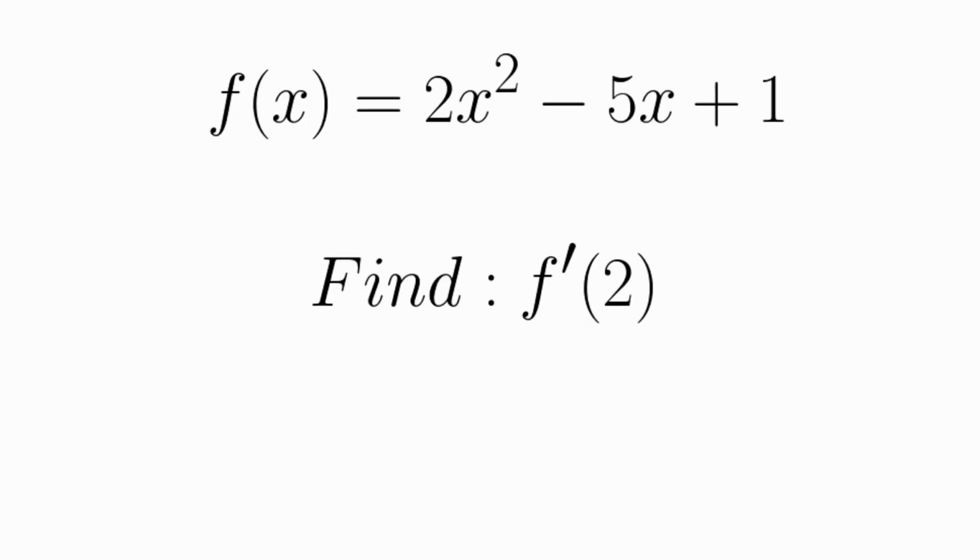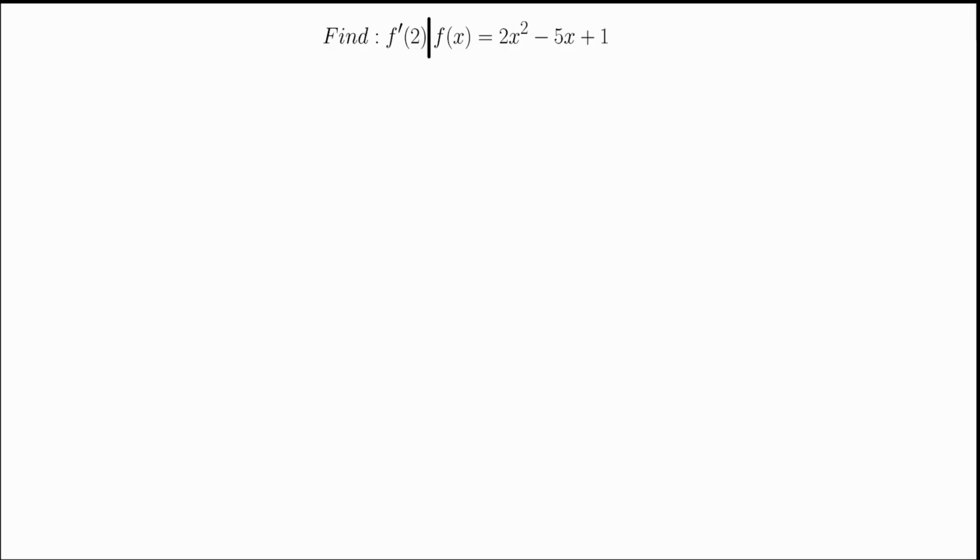For our next example, we have the function f of x equals 2x squared minus 5x plus 1. And let's find f prime of 2. Now we have the function f of x equals 2x squared minus 5x plus 1, and we're asked to evaluate f prime of 2. So let's recall the formula for the derivative. f prime of x will equal the limit as h approaches 0 of f of x plus h minus f of x over h. So now let's substitute for our function.